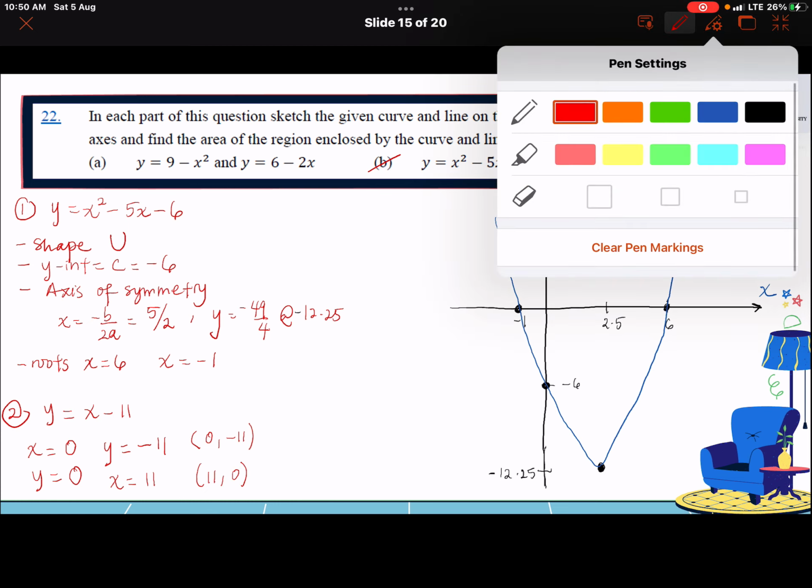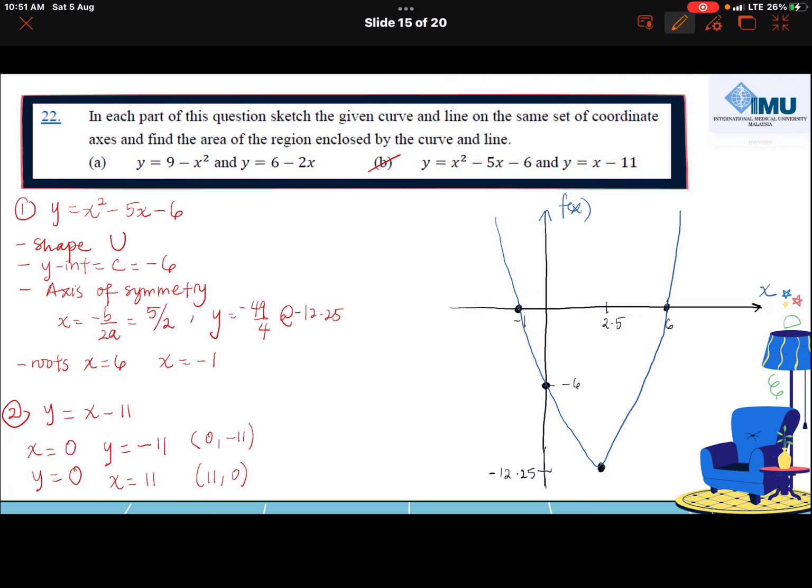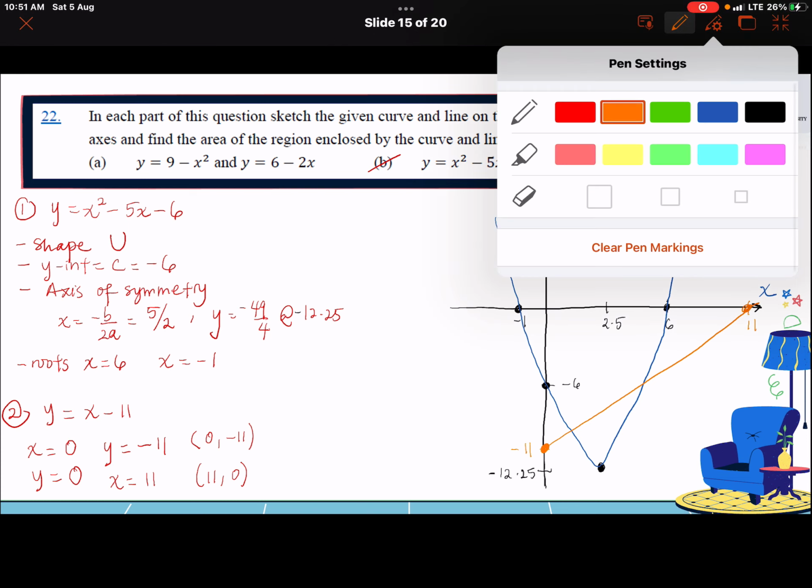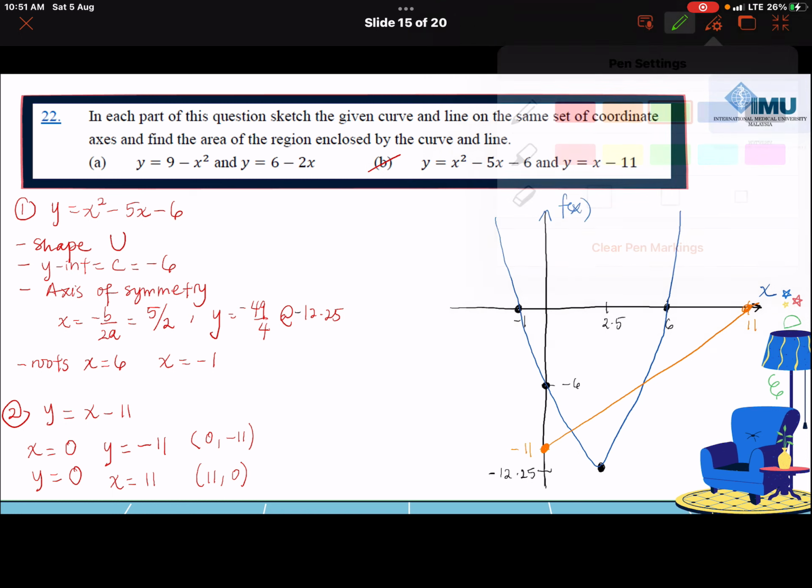Now let's try to connect these two points. I'm going to use the orange color this time. (0, -11), I presume it to be here because I'm just sketching without using graph paper. So (0, -11) will be here. (11, 0) will be slightly here. Then you just simply need to connect these two points. Looking at this curve, you know already the area enclosed by these two is going to be the green region.